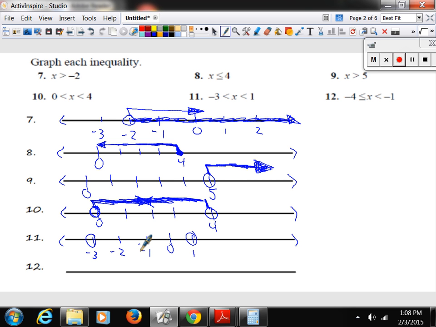Now it says it's going to be less than 1, but it's greater than -3. So we're looking at the same scenario here. We're going to make sure it's all the middle numbers. It's x is less than 1, and x is greater than -3. So it would be all the numbers in between.